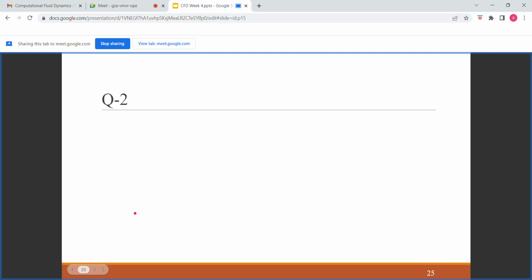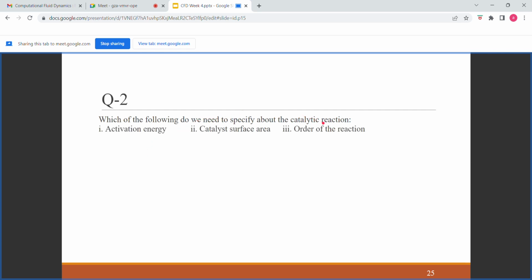So we'll see question 2. In question 2 it is asked which of the following we need to specify about the catalytic reaction: 1, activation energy; 2, catalyst surface area; 3, order of the reaction; and 4, reaction mechanism. The options given for this problem are 1 only, 1 and 2, 1, 2 and 3, and 1, 2, 3 and 4.